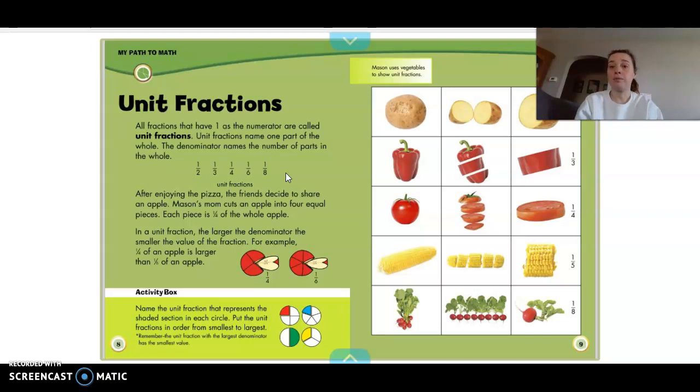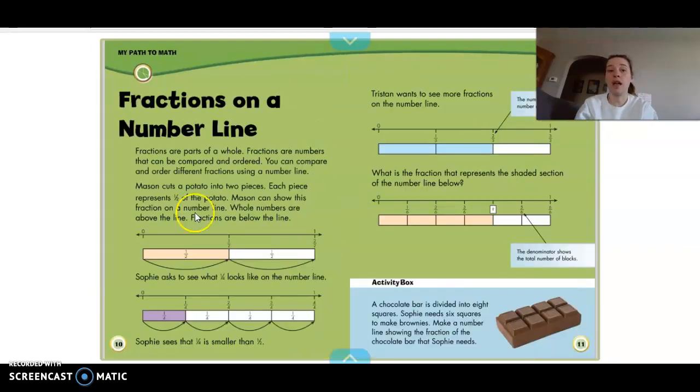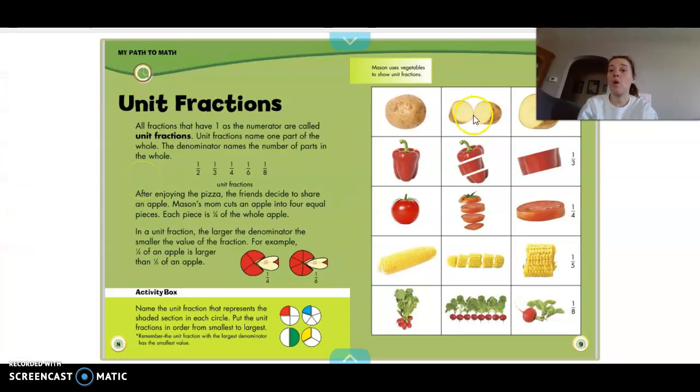Think about it, over here we've got some more vegetables to show this picture. Over here we've got the whole thing, and over here we've got it cut into parts. So this is 1/2, 1 out of 2 pieces. Look at 1/3. See how these pieces are smaller because we had to cut it into more parts? So the bigger the denominator, the smaller the pieces.